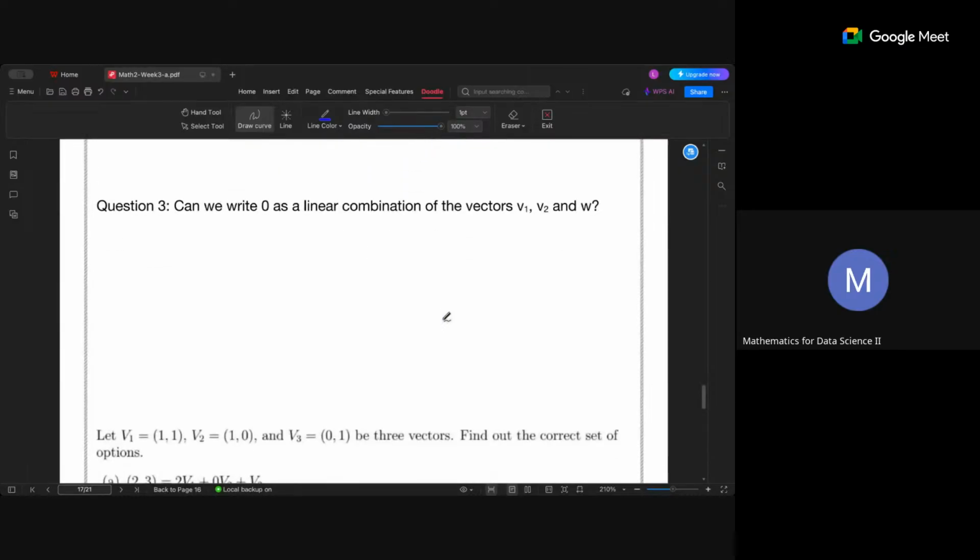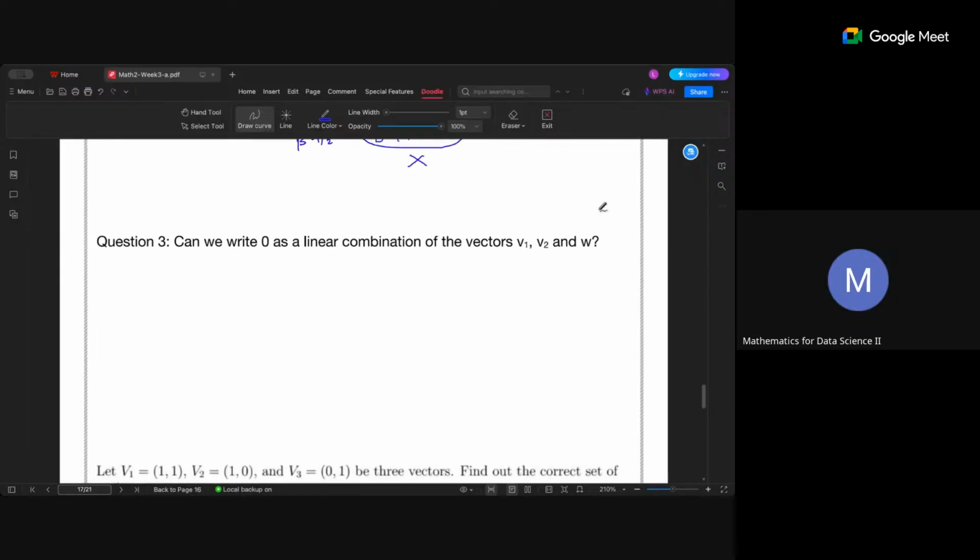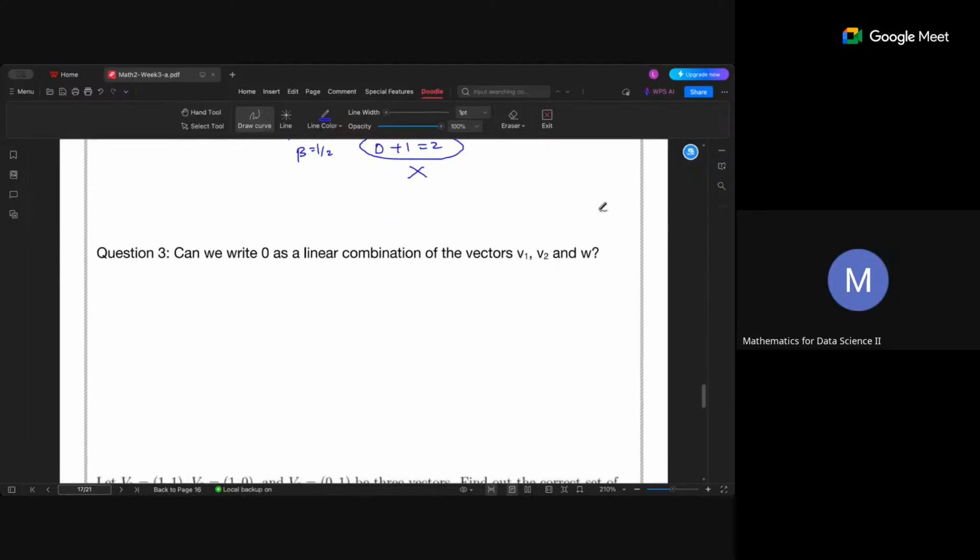Can we write 0 as a linear combination of the vectors V1, V2 and W? A quick answer from someone. Yeah, we can, right? If the scalar is zero, yes, generally it becomes. Very good. So obviously this is one answer.